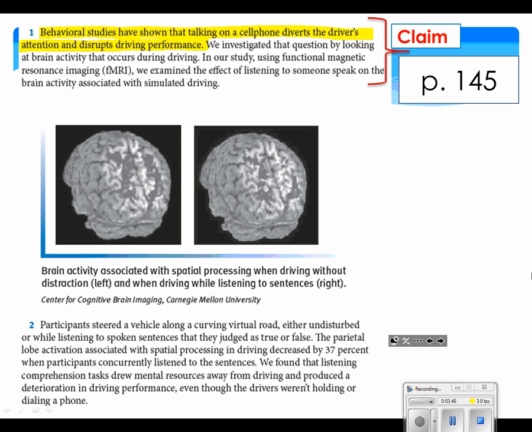Participants steer the vehicle along a curving virtual road, either undisturbed or while listening to spoken sentences that they judged as true or false. The parietal lobe activation associated with spatial processing and driving decreased by 37% when participants concurrently listen to the sentences. All right, that first set of sentences, I want you to go ahead and bracket them in. Again, there's a lot of scientific terminology here, so I just want to help you out a little bit in case you're lost.